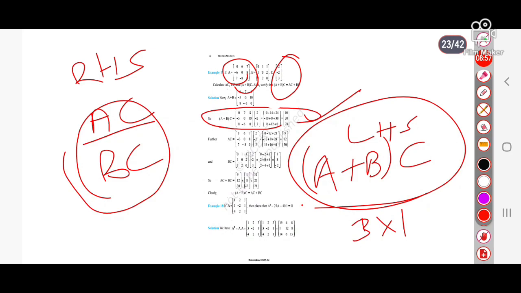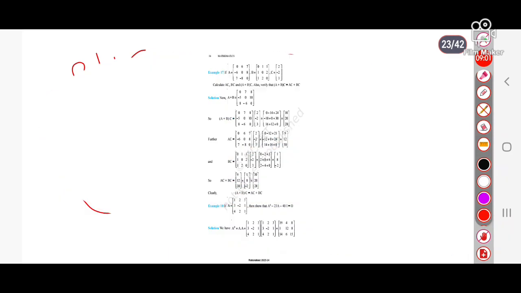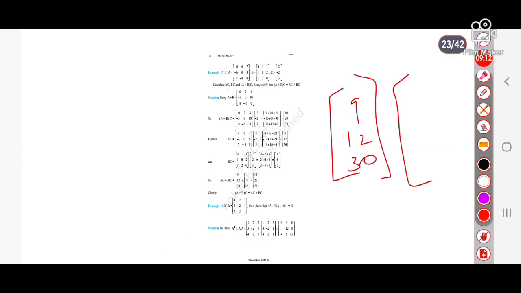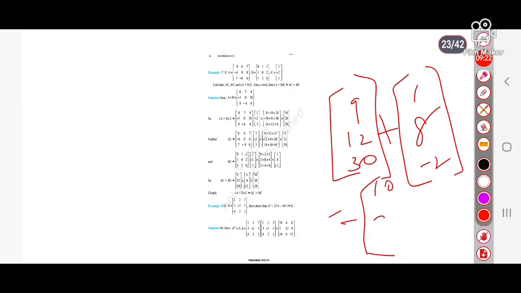So upon adding the matrices formed on the RHS side as asked in the question, they are doing it as 9, 12, 30 as the first result matrix that we arrived at as the value of AC, and the value of BC is nothing but 1, 8 and minus 2. Upon adding this they arrive at 10, 20 and 28.